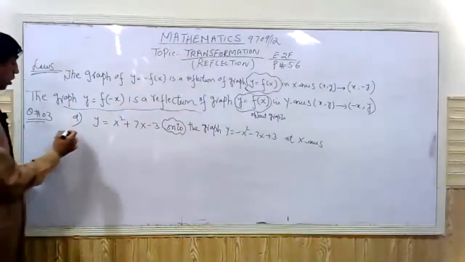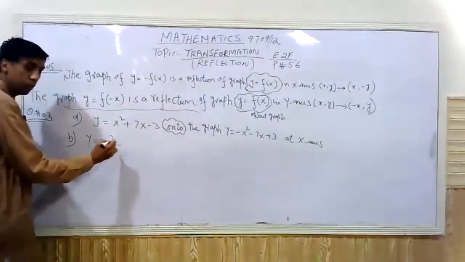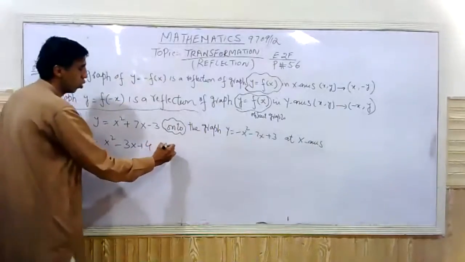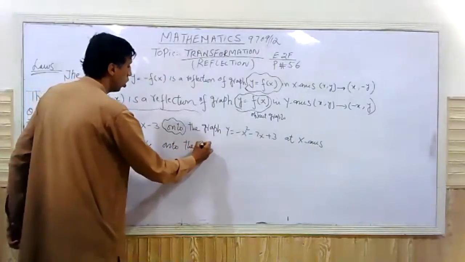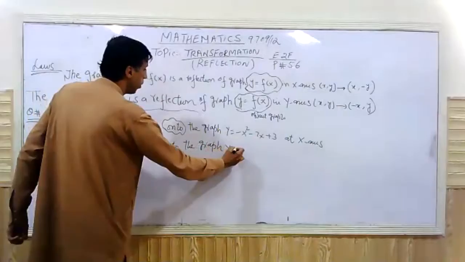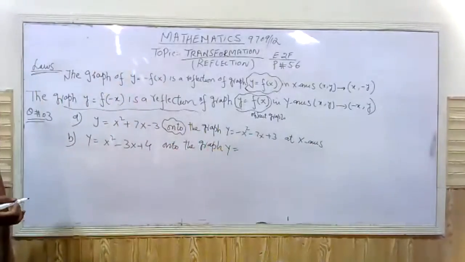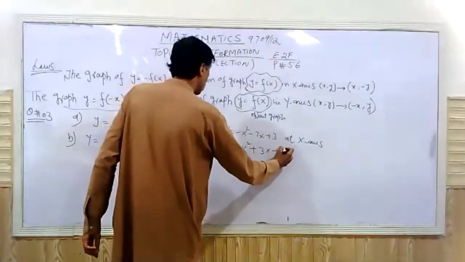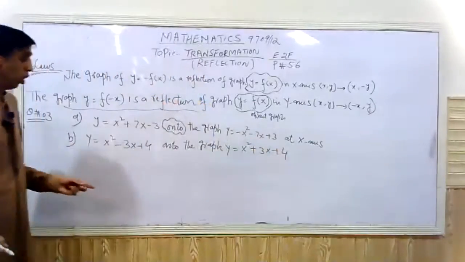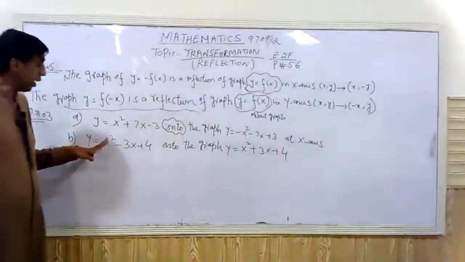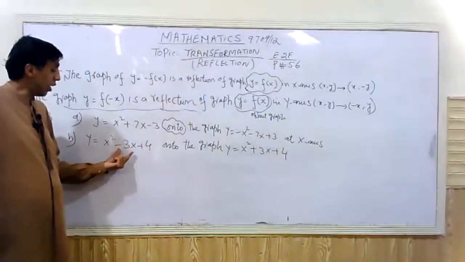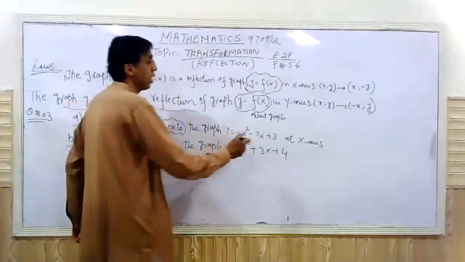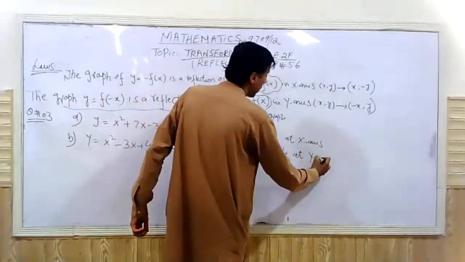The B part, y is equal to x square minus 3x plus 4 onto the graph x square plus 3x plus 4. If you just see, he has replaced x with minus x. That's why here it becomes plus 3x. So this image equation lies at y-axis.